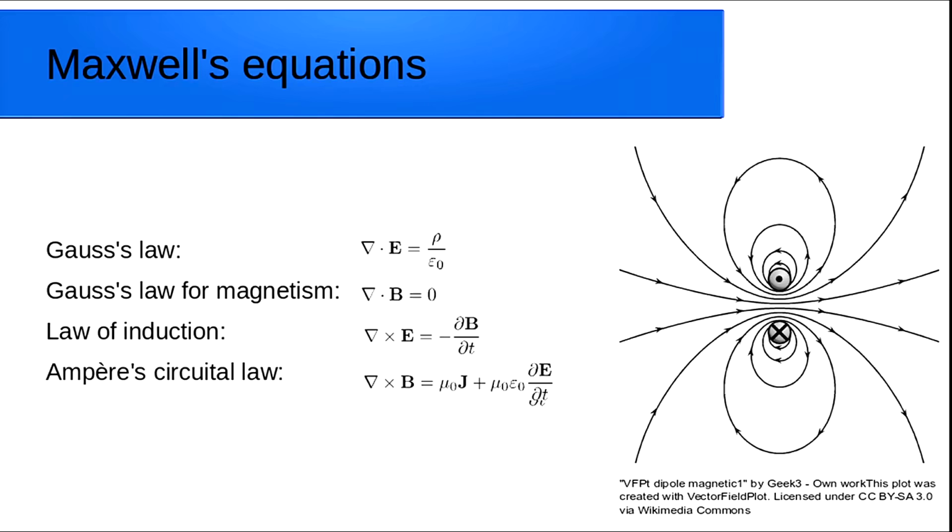Technically, this is a statement about the sources of the magnetic field. So the second Maxwell equation just says that there are no sources for the magnetic field, which basically means there are no monopoles.